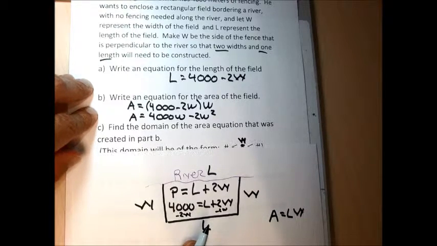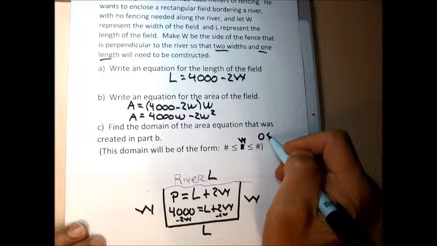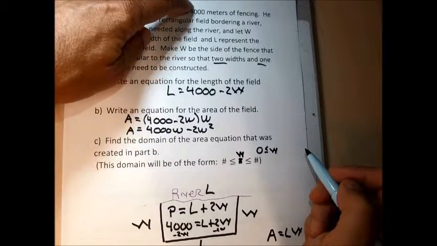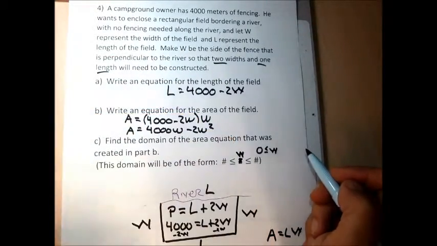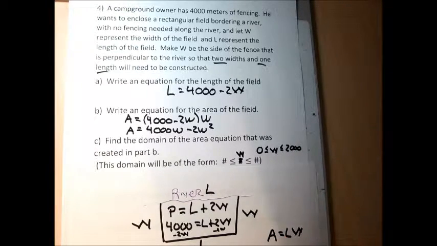On to the domain, and I want to write the domain in the form some number is less than or equal to w is less than or equal to some number. Well, I know that the widths have to at least be 0, so I'm going to write 0 is less than or equal to w. And I have 4,000 meters of fencing. If all I did was build 2 widths, they at maximum could be 2,000 each. So 2,000 is going to be the maximum that each width could be, because if I build 2 of them, I've used up all my fencing. All right, so I'm done with that part.